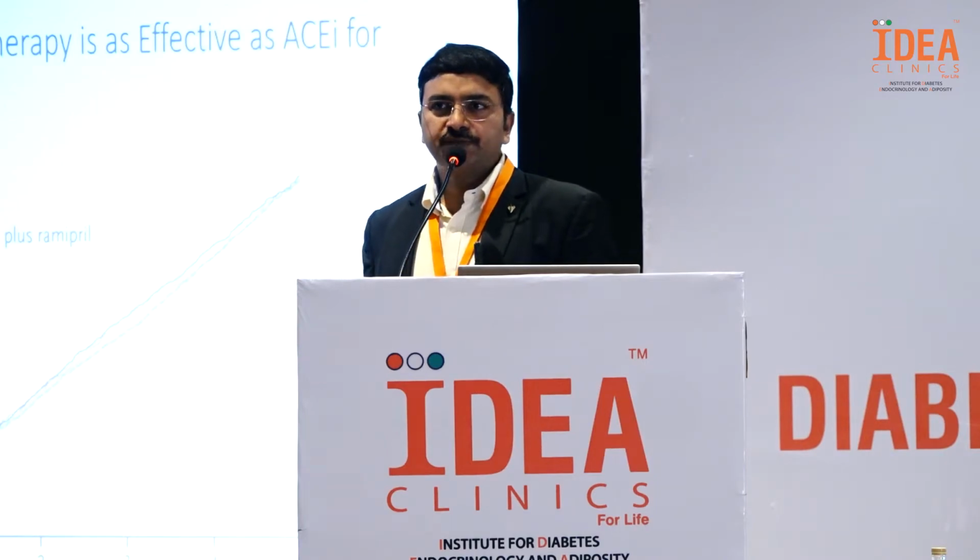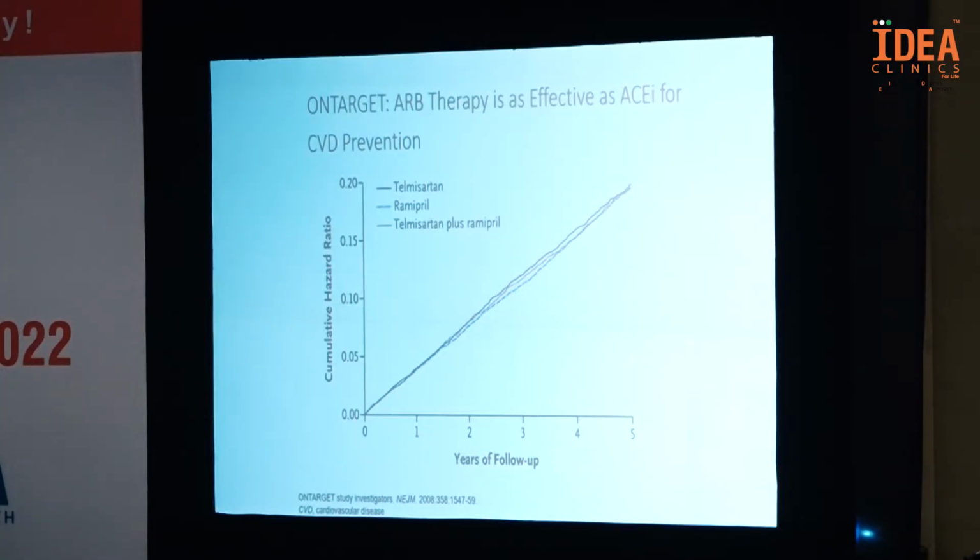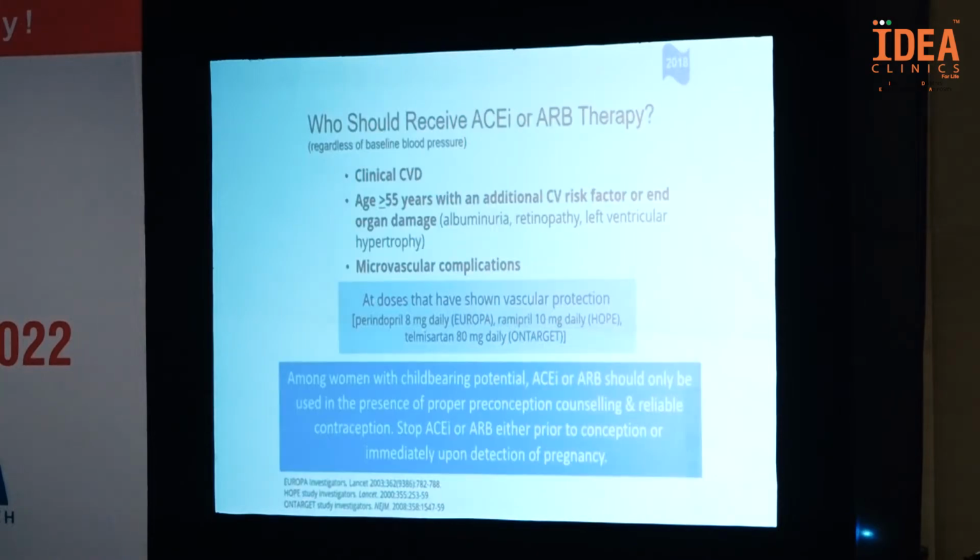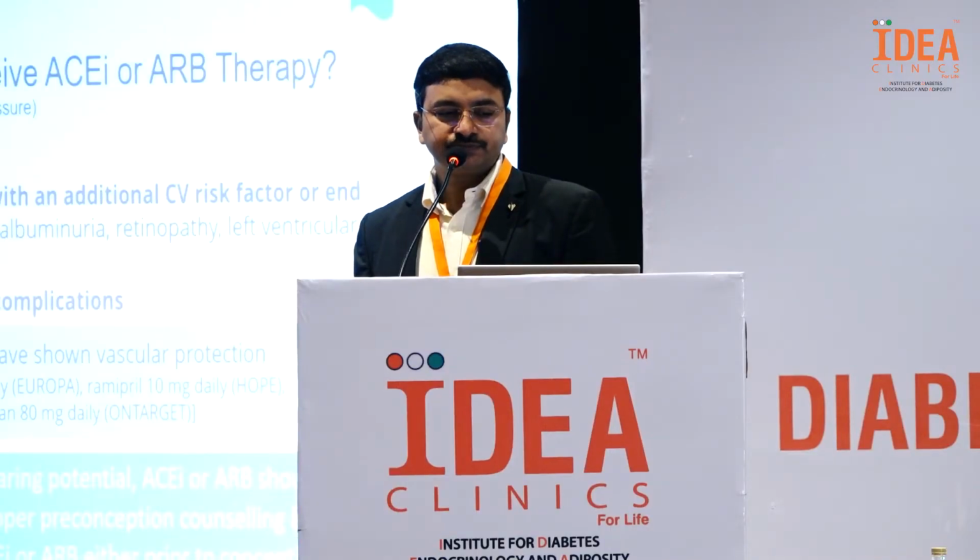So what is the benefit of ARB? Nowadays the most favored drug is ARBs, because of side effects with ACE inhibitors like ramipril and enalapril, they have cough. So the majority of the patients will be on ARBs. And ARBs also have more or less the same benefit. But the first line of drugs is ACE inhibitors. If the patient is intolerant to ACE inhibitors, then we can shift to ARBs.